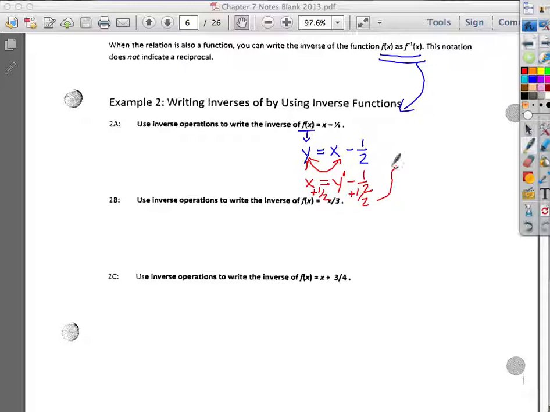Or are you? You're not quite done, because you have to use that proper notation. So we have f to the negative first, indicating the inverse function of f, is equal to x plus 1/2. Will it always be that easy? No, not if you're multiplying. You'd have to kick it up just a wee bit, and we'll do that on the next page.